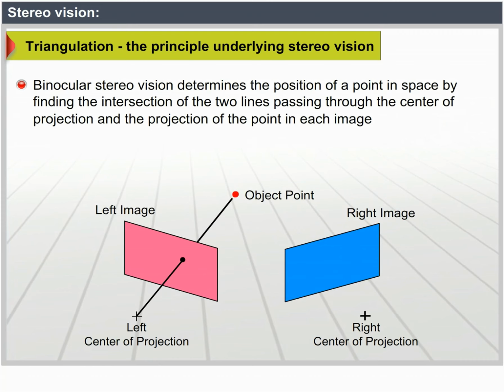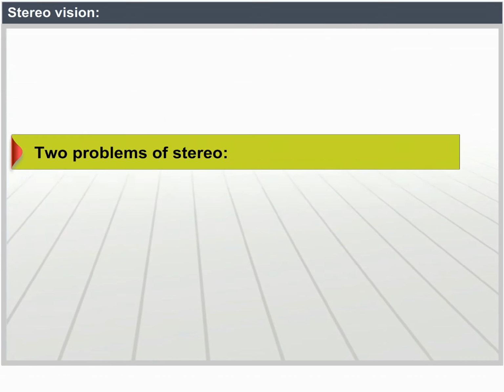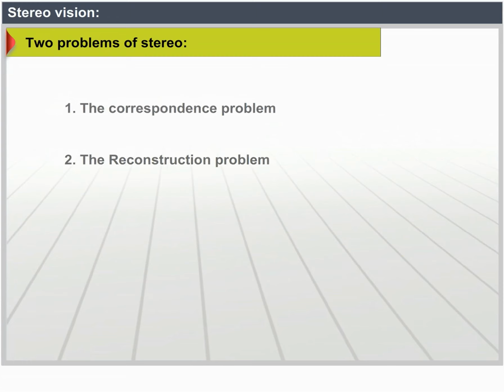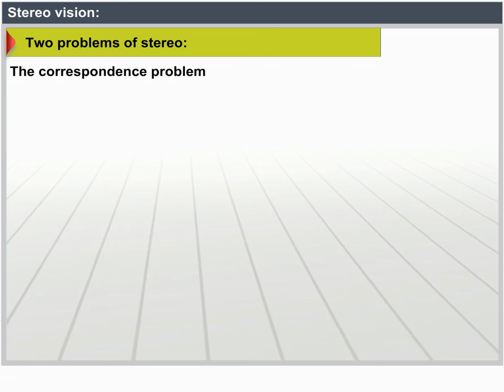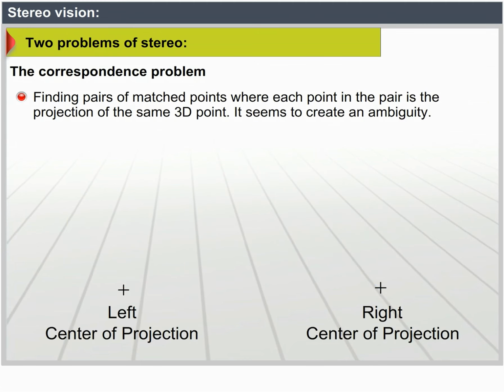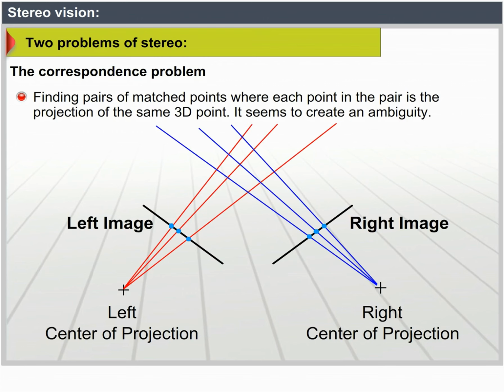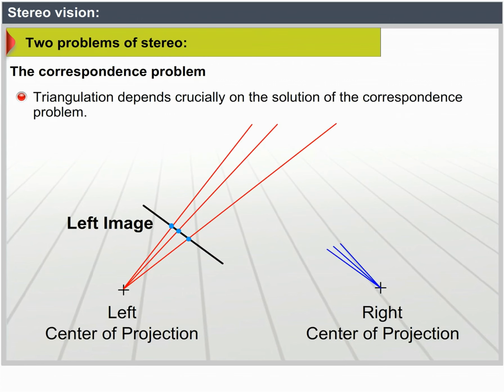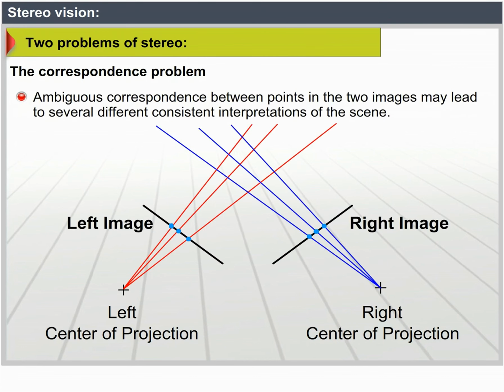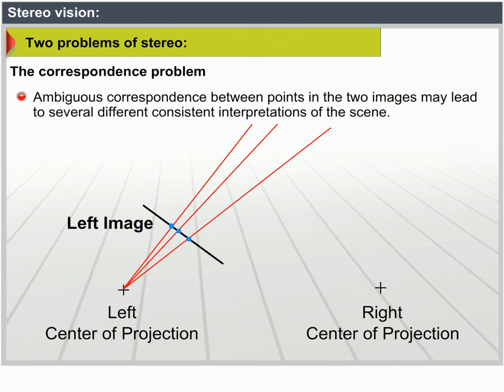2 problems of stereo: 1. The correspondence problem. 2. The reconstruction problem. The correspondence problem: finding pairs of matched points such that each point in the pair is the projection of the same 3D point. Triangulation depends crucially on the solution of the correspondence problem. Ambiguous correspondence between points in the 2 images may lead to several different consistent interpretations of the scene.